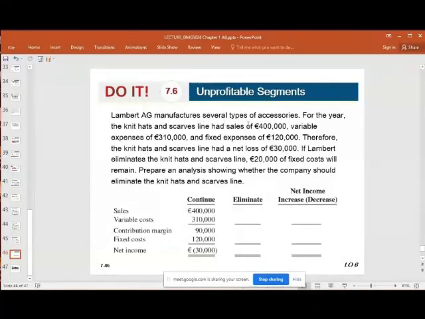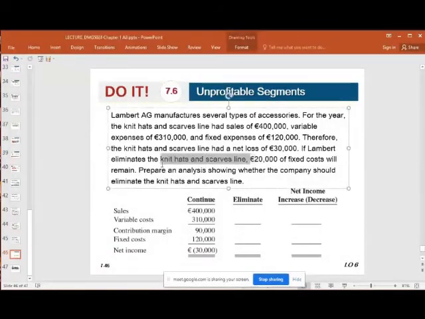Lambert AG manufactures several types of accessories. So for the year, the knit hats and scarves line has sales of 400,000. Variable expenses 310 and fixed expenses 120. Therefore, there's a net loss of 30,000. If Lambert eliminates the line, 20,000 of the fixed cost will remain. That means this one, you cannot eliminate.